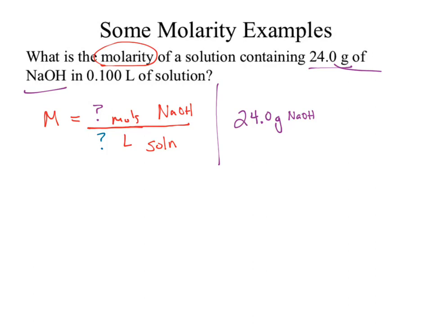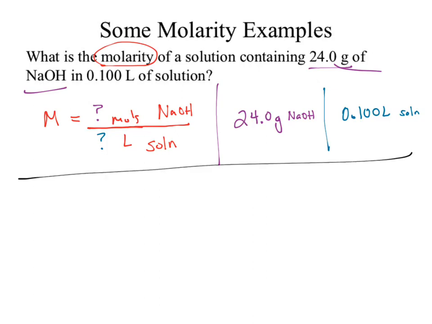0.100 liters of solution. I'm given 0.10 liters of solution. So I know what I'm solving for now, and I know what information is given. So I can now set up my process. So in my process, the far right, I want moles of sodium hydroxide per liters of solution.